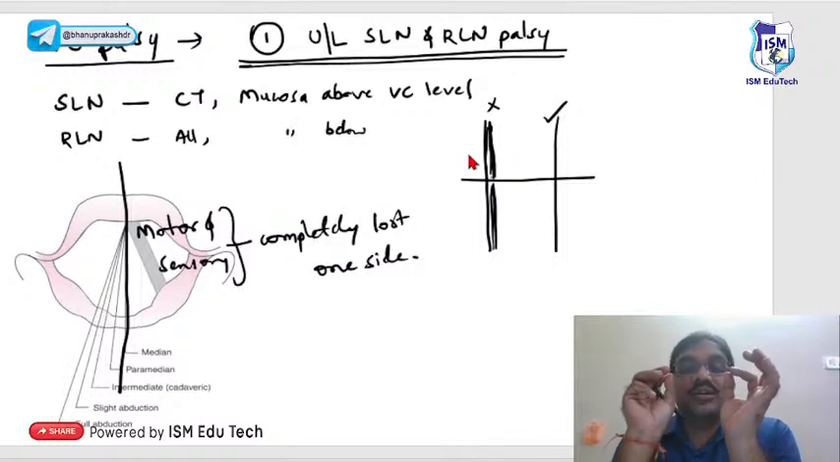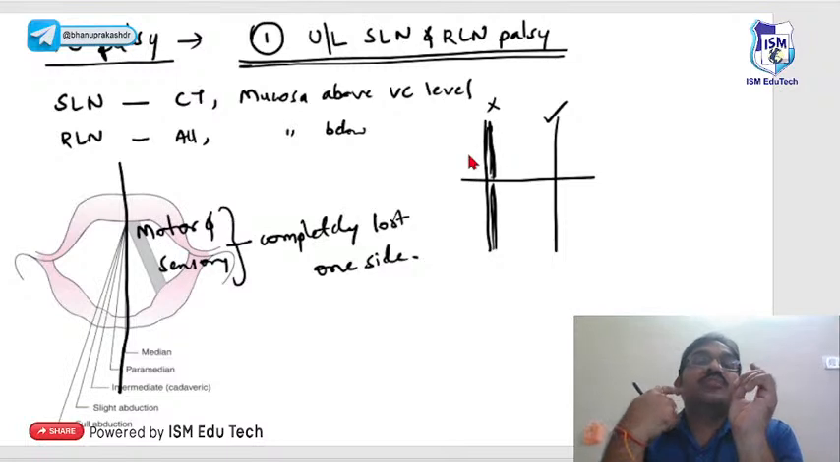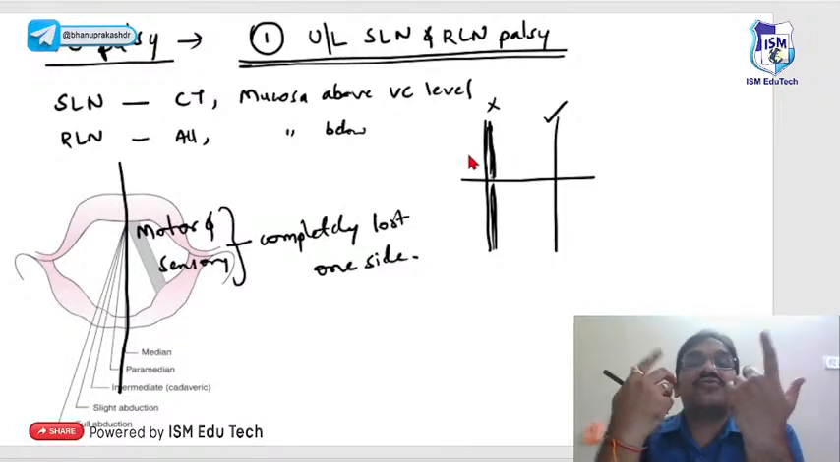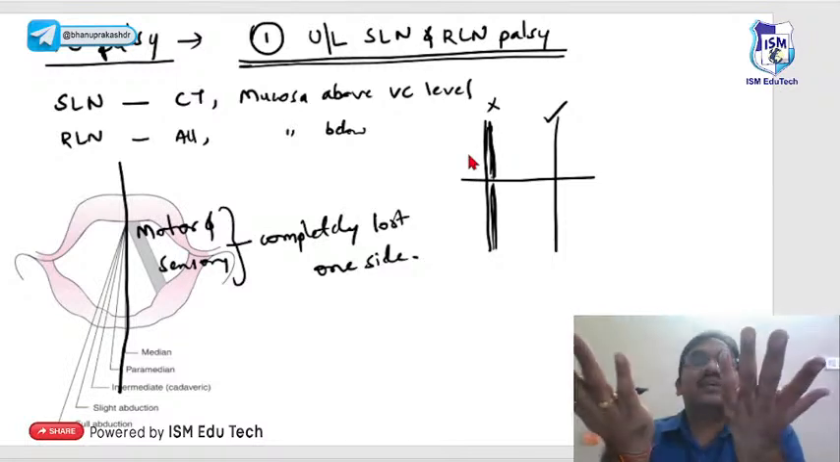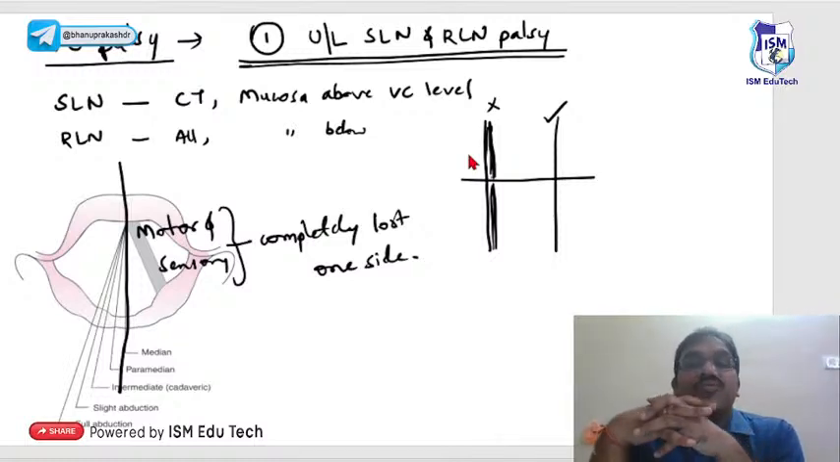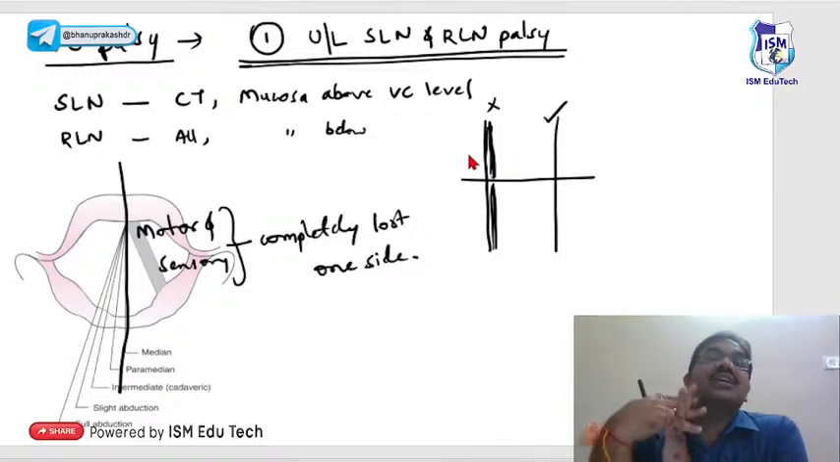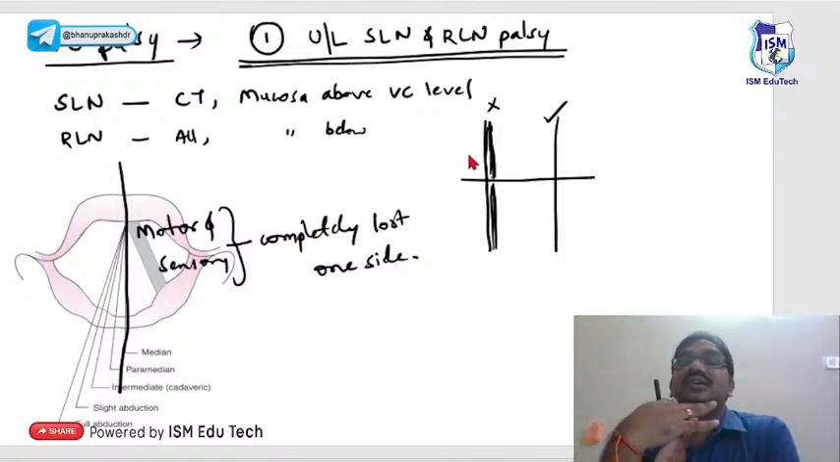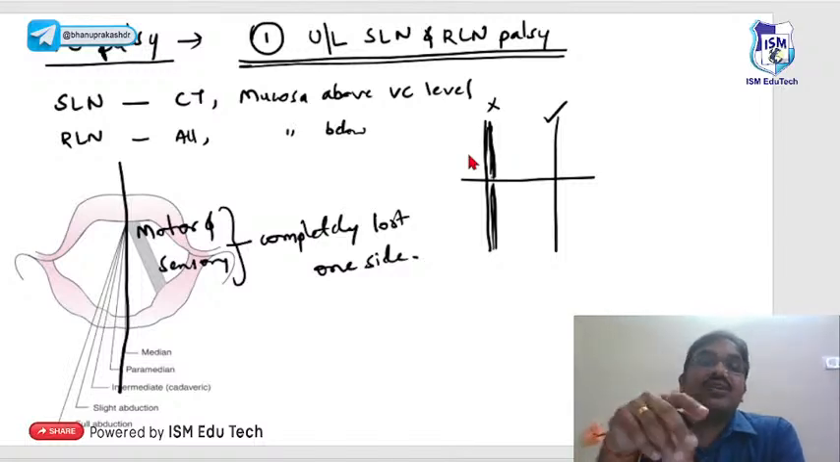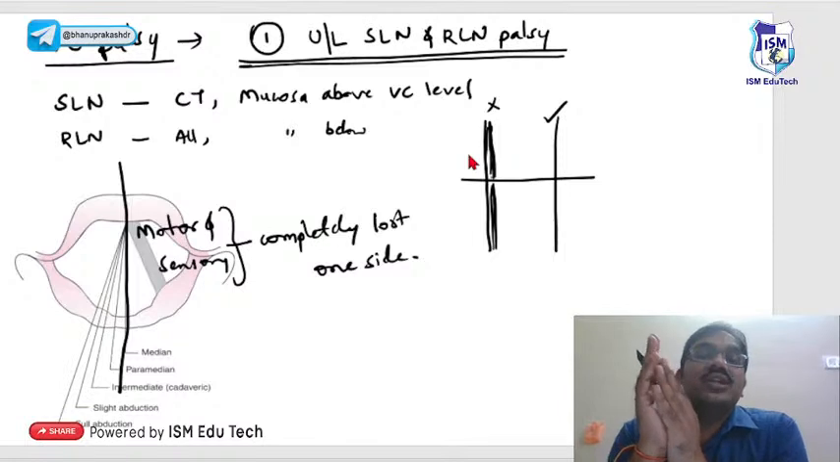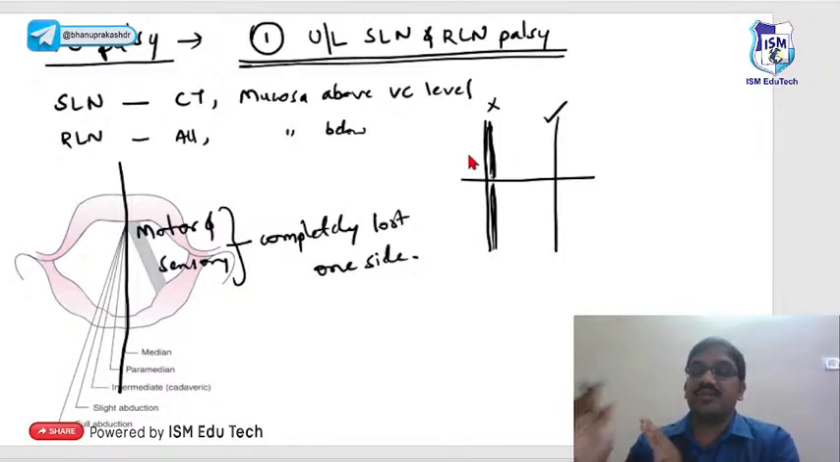the very moment the foreign body or the food material touches the larynx, it should be able to initiate a very strong cough reflex, so that that particle is expelled outside with the help of cough. But if one side is not there, definitely there is a partial chance of getting aspirated, and the other side is intact. So there is equal chance of not getting aspirated. So in case of unilateral SLN and RLN palsy, partial aspiration risk is present.